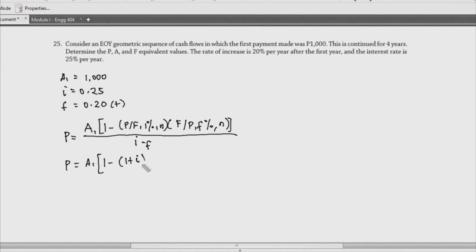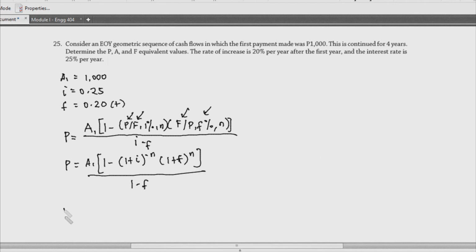So, we have 1 plus I raised to negative N, because we need to find this P, and we're given F. Now, for this one, we multiply this by F given P. So that is 1 plus I. We raise this to, not I, but F, and then we raise this to N. Okay, so this is your formula for the geometric gradient, and divide this all by 1 minus F. I hope you guessed the idea here. These are the factors we used, and it's just the compound amount factor formula.